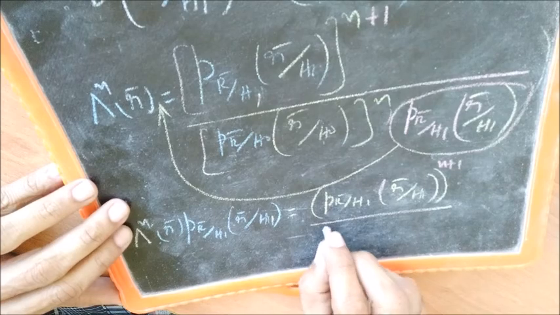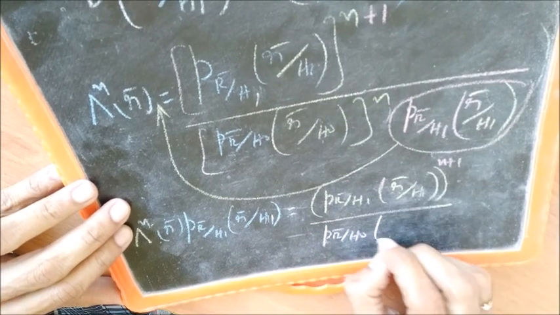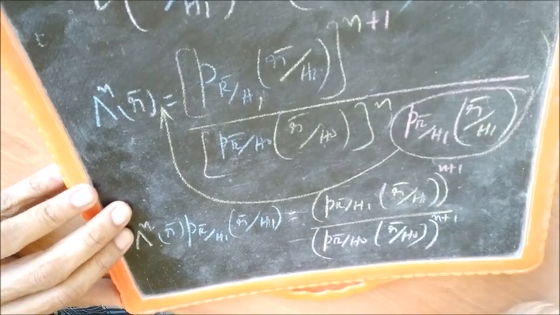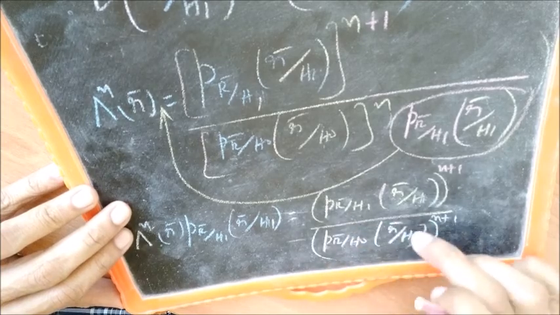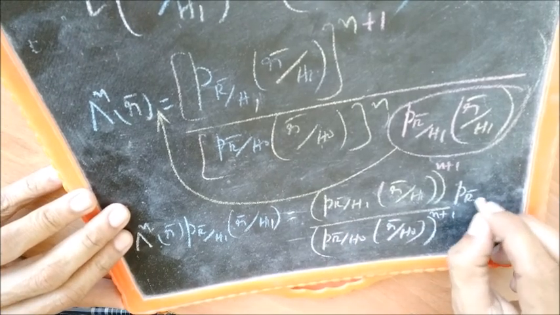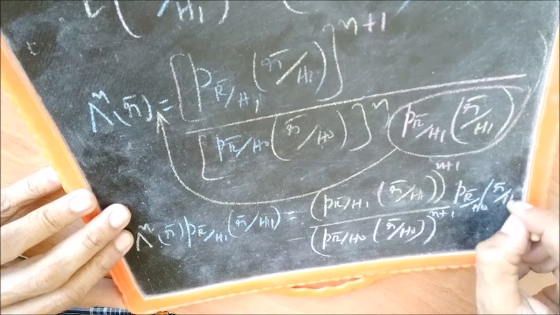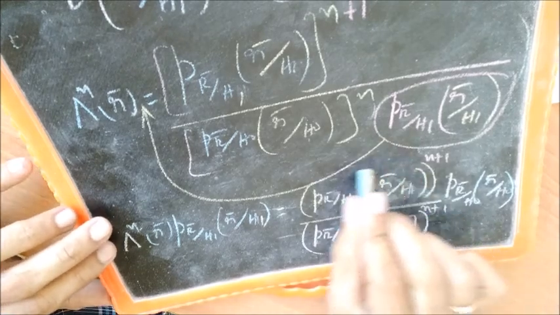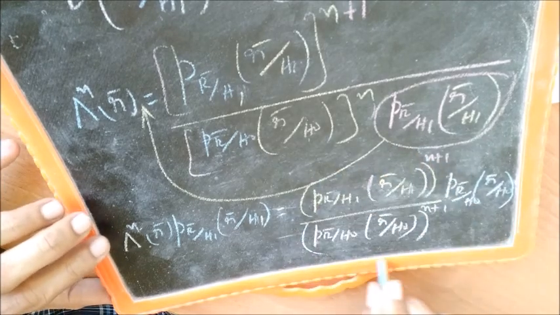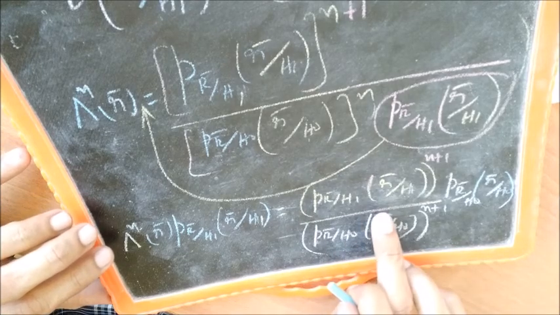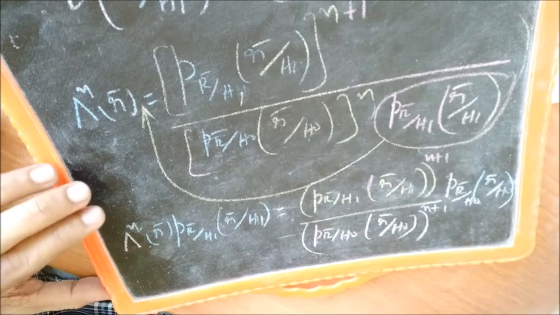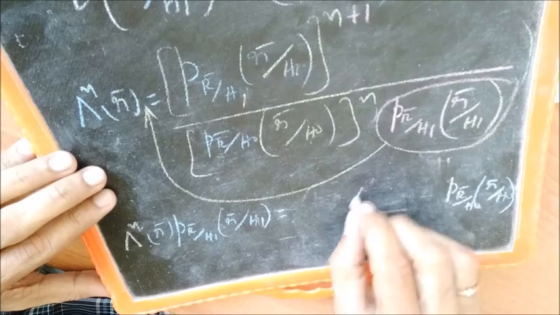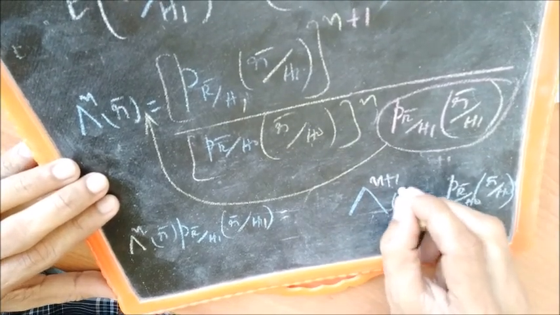And instead of this, instead of raising it to the power n, I will raise it to the power n plus 1. And to compensate for that one extra density function of R given H0 in the denominator, we will have 1 over here, so that this will compensate. Now if you see, this is nothing but lambda raised to n plus 1, because it is the density of R given H1 divided by the density of R given H0 raised to n plus 1. So this is nothing but lambda raised to n plus 1.